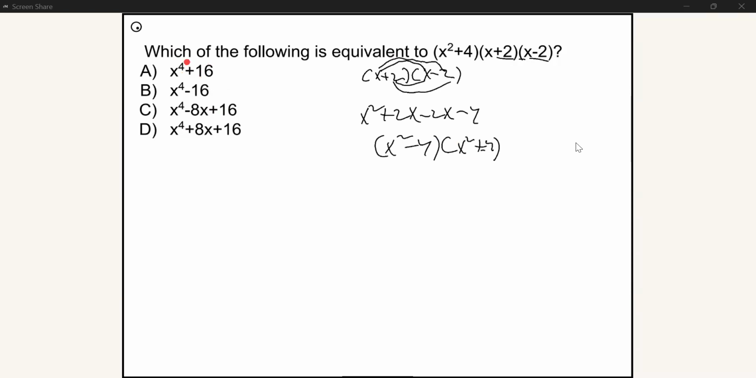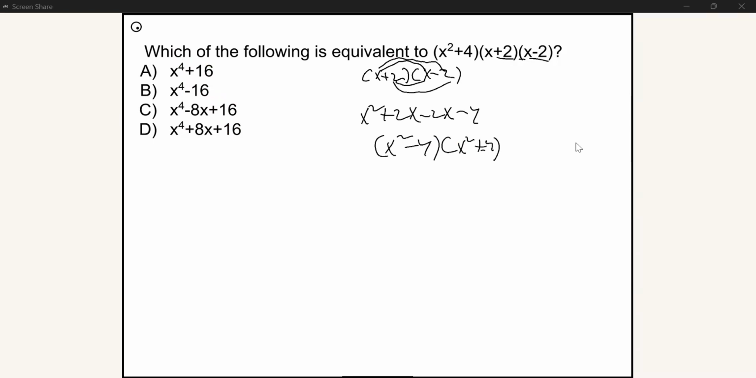We have certain things established. X to the 4th doesn't matter. They all have that. 16 kind of matters, kind of doesn't, right? The 16 is going to be in there, but the sign is different. And then this negative 8 or positive 8 might not even exist.